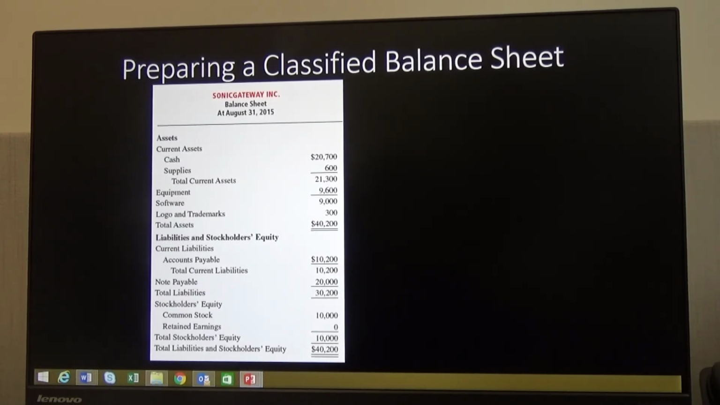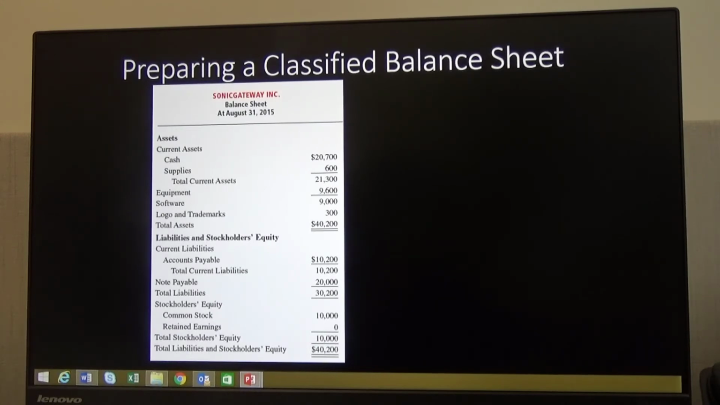And so you'll see in this classified balance sheet that's showing here, the cash and supplies are listed under a current asset subheading, and then the other assets are listed separately, so equipment and software and logo and trademarks. And then we add the total current assets to those other three asset values and come up with the 40,200.